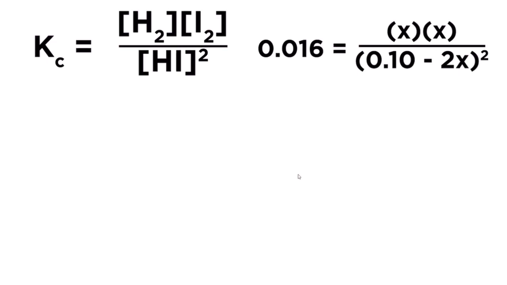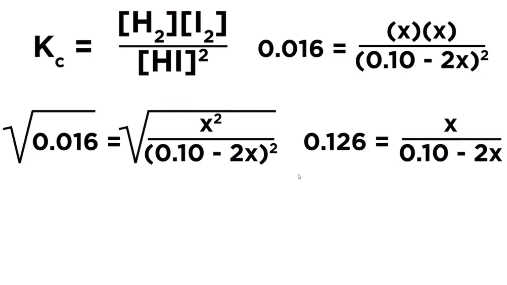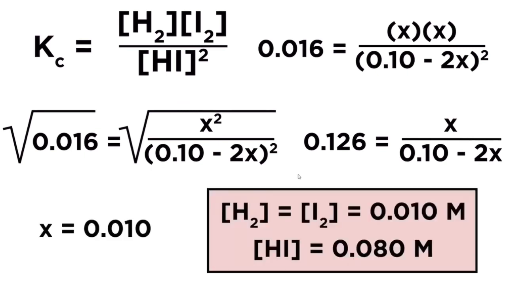Plug them into the equilibrium expression and solve for x. Luckily, on the right, both the numerator and denominator are squared, so we can take the square root of both sides. If it wasn't this convenient, we may have had to use the quadratic equation. But as is, we can solve for x and use that to determine all the equilibrium concentrations. Let's check comprehension.